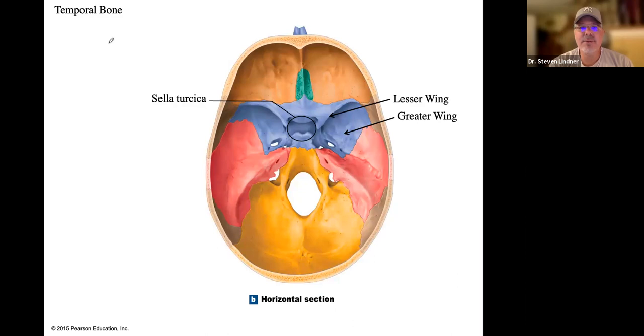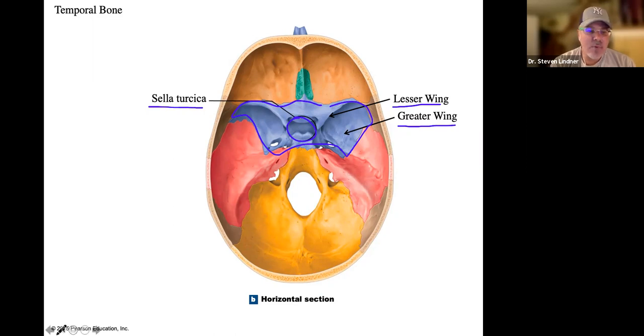I shouldn't say temporal bone. This is really part of the sphenoid bone right here. It looks like a bat, like the wings of a bat or a bird, okay? Here is the lesser wing of the sphenoid, and here's the greater wing of the sphenoid. And right here in the center is what is referred to as the sella turcica, which means Turkish saddle, sella turcica or Turkish saddle.